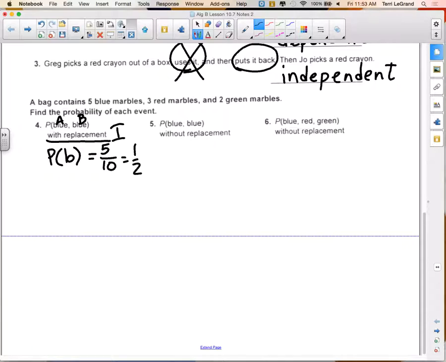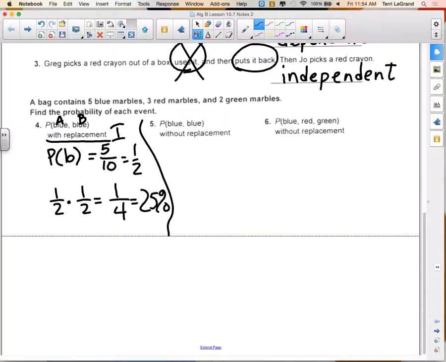Event A is a blue event. Event B is a blue event. So we're ready to do the probability of A times B. So we're going to do 1/2 times 1/2 equals 1/4. And 1/4 is what percent? 25%. So there's a 1/4 probability, also known as a 25% probability, that a blue marble could be drawn out of this bag, replaced, and another blue drawn out again.